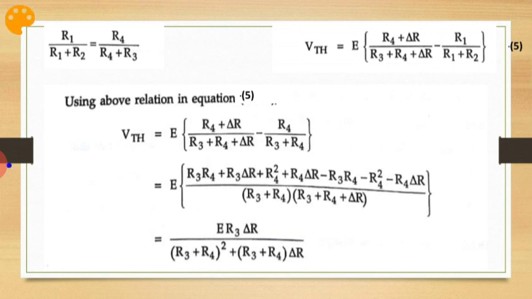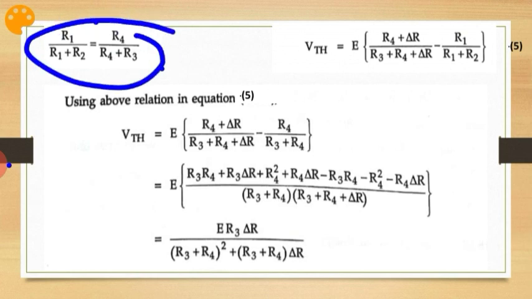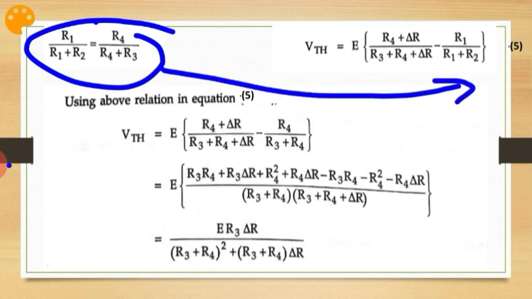Okay, so now here, R1 divided by R1 plus R2 is equal to R4 divided by R4 plus R3. So this equation I am replacing with this. Okay, R1 divided by R1 plus R2, replacing. So I got this equation here.